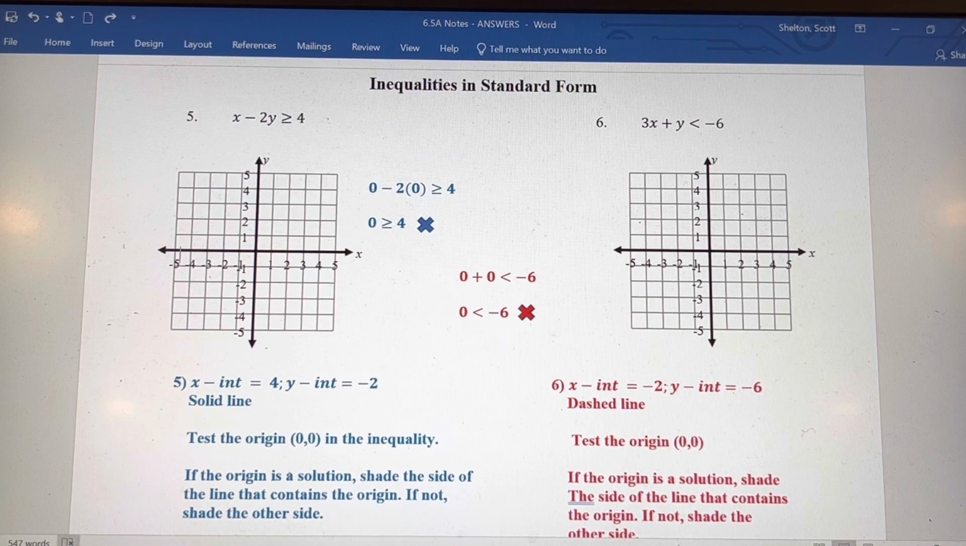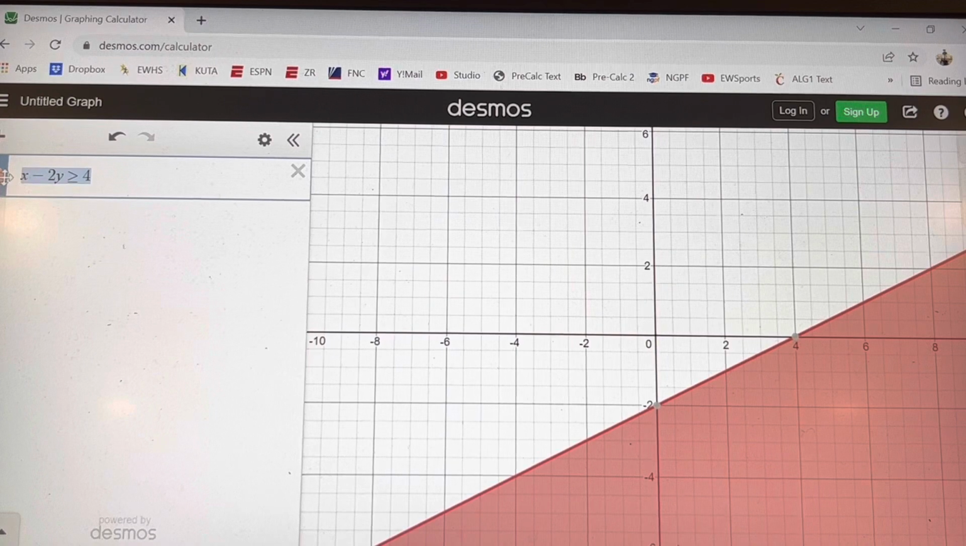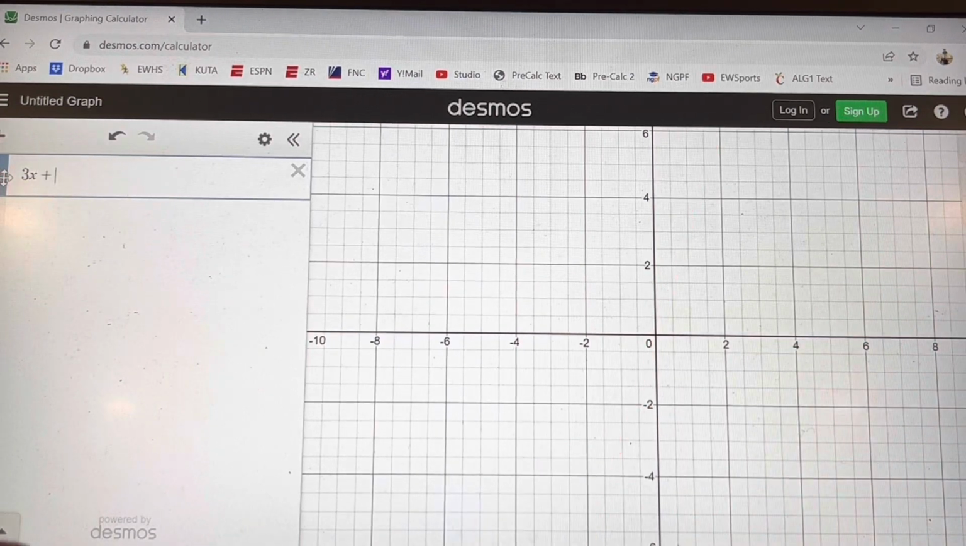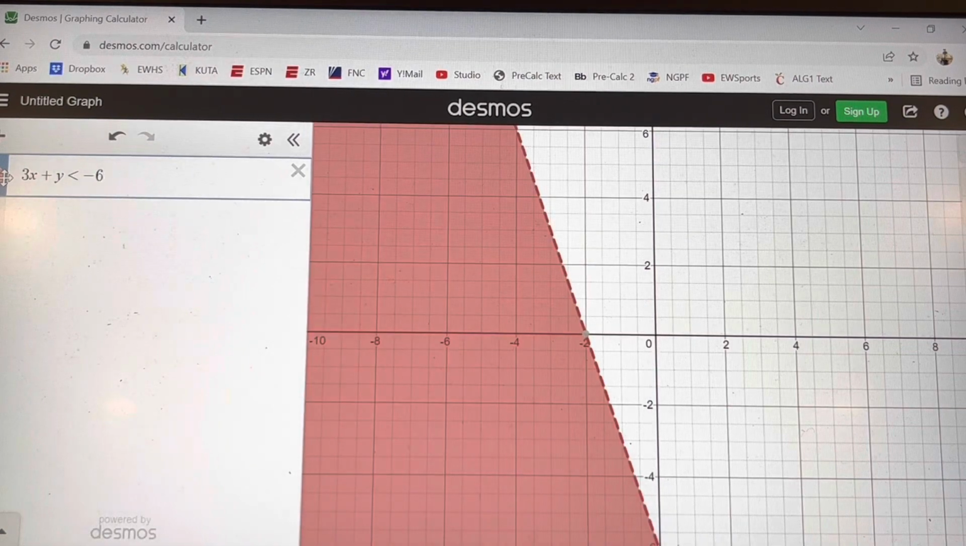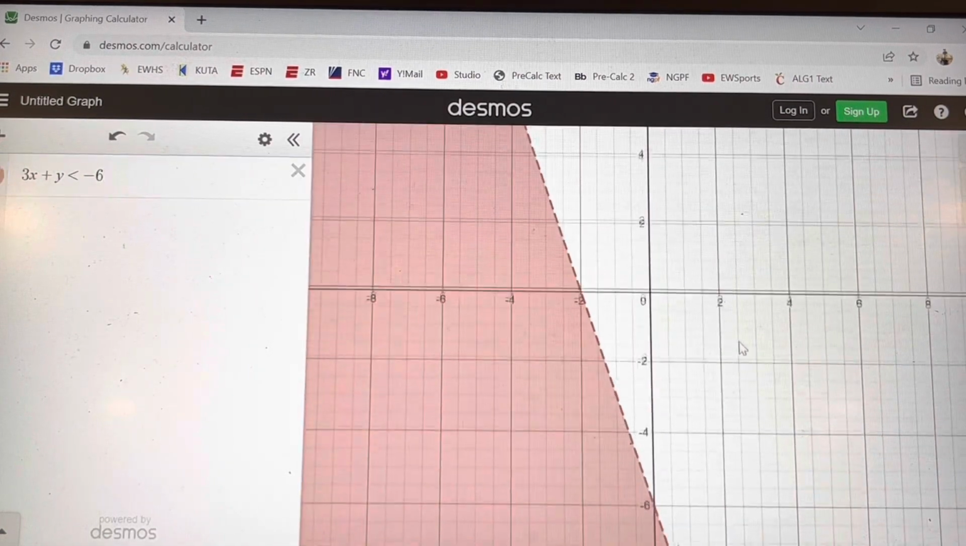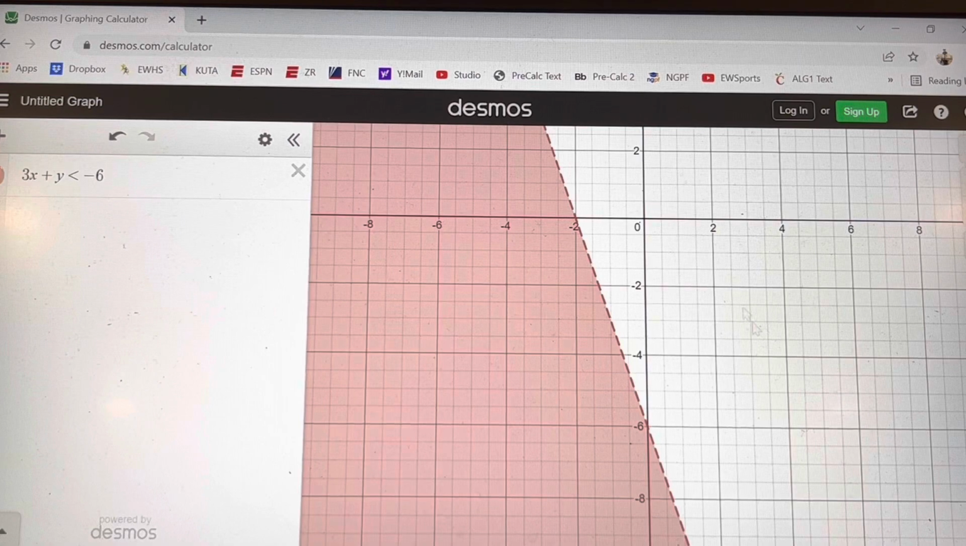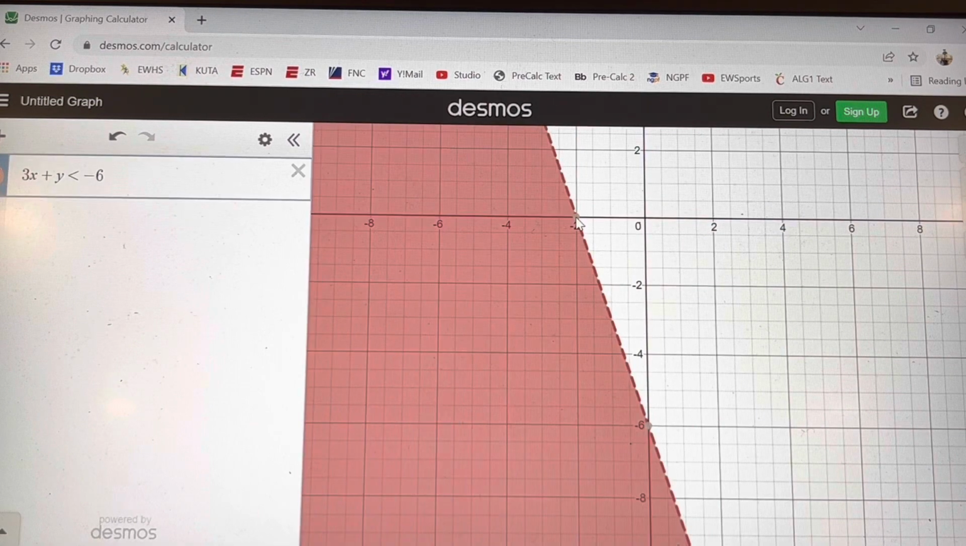3x plus y is less than -6. Okay, so again, you see I'm going to move this up a little bit. Our x-intercept there at -2, our y-intercept there at -6. Dashed line because of the inequality symbol. We tested the origin, we found that didn't work. So that means all these ordered pairs over here would be considered part of the solution set.